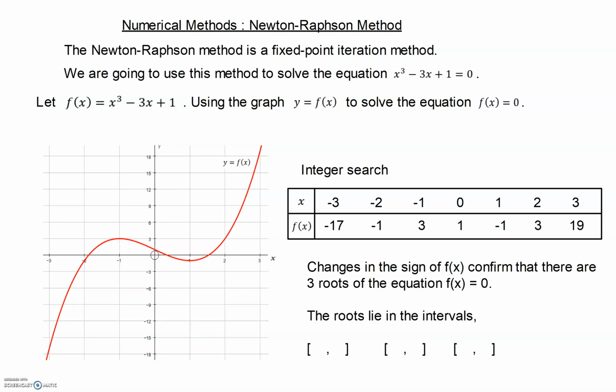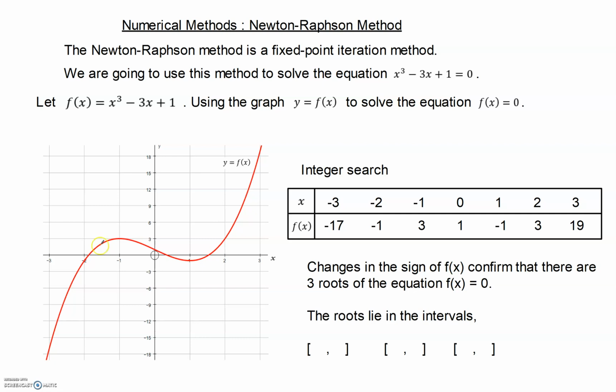Now remember, the language is very important. We've got a function, f of x is x cubed minus 3x plus 1, and we're going to use the graph y equals f of x to solve the equation f of x equals 0. We've got the graph here. You can see, because it's a positive cubic, it's got the shape that we would expect. There are 2 turning points and there are 3 roots. There are 3 points where the graph cuts the x-axis, so remember that's what we're looking at, because those are the points where the value of f of x is 0.